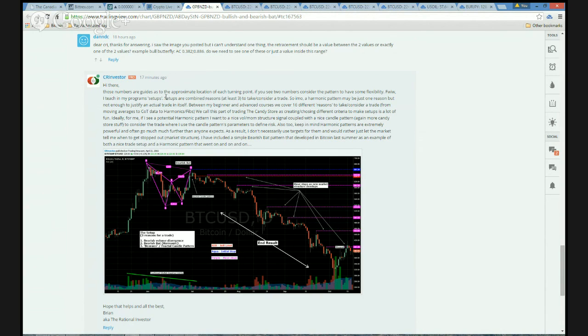So like I said, a typical setup for us says there are at least 3 reasons to take or consider a trade. Harmonic patterns may be one of those reasons, but that's not in itself enough of a reason to take the trade.